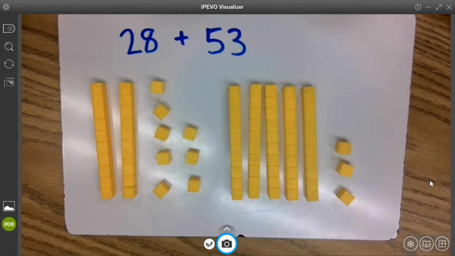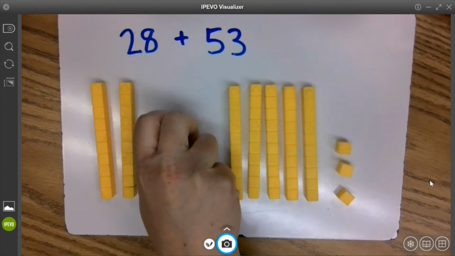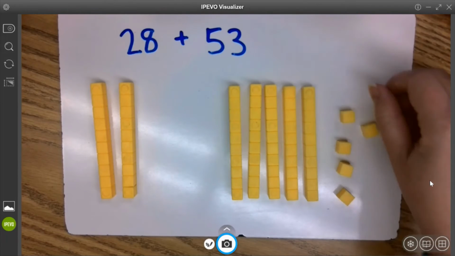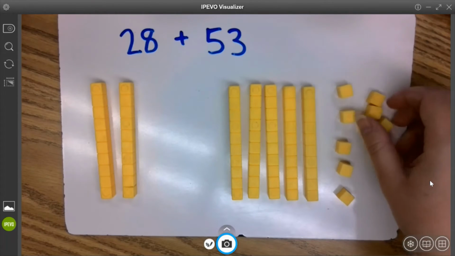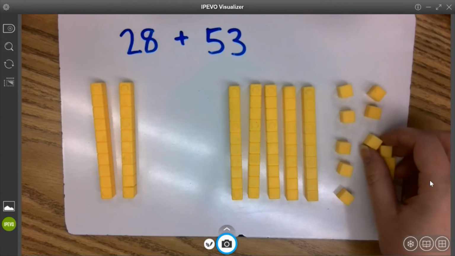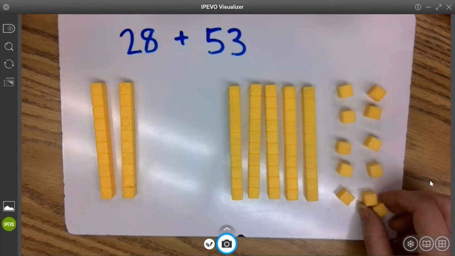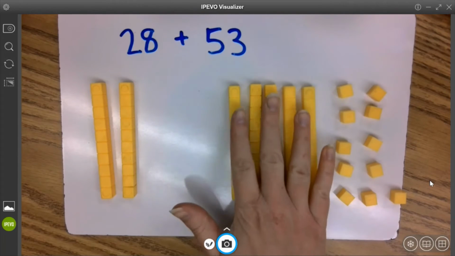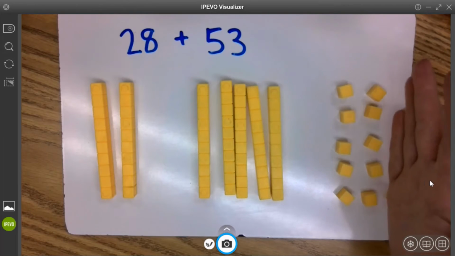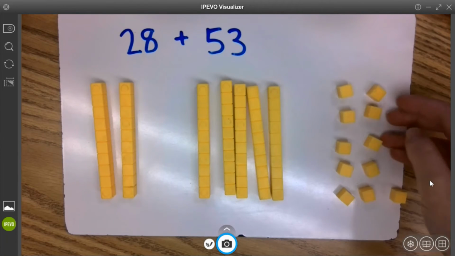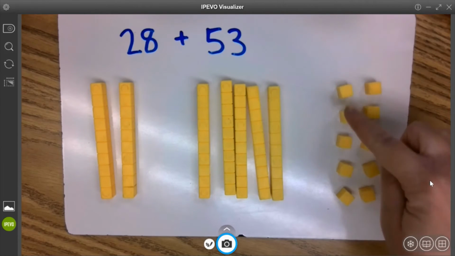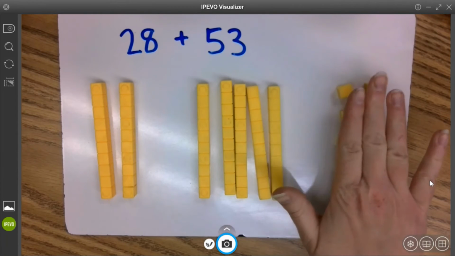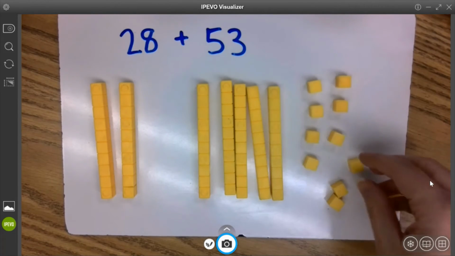Now we're going to do the same thing we've been doing. We are going to put all of our ones together. When I put all my ones together, what do I find happens? I made another group of 10. You can see that 5 and 5, I made a 10. Move those over a little bit.